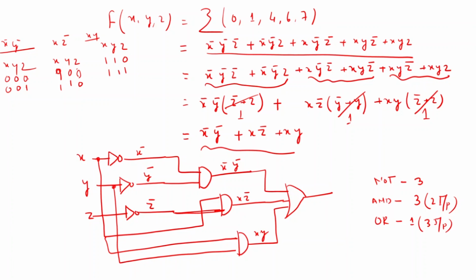When we talk about the min terms, these are m0, m1, m4, m6, m7, and these terms are present. This means the output of this function is the same as the output of the original function, but implementing the original function is a complex task, and implementing this minimized form is an easy task.